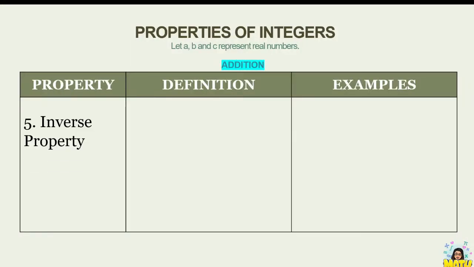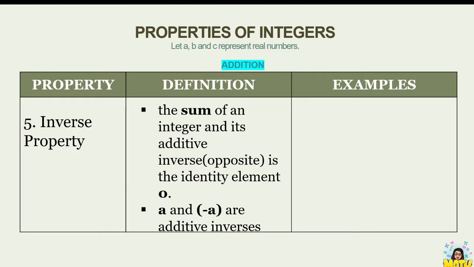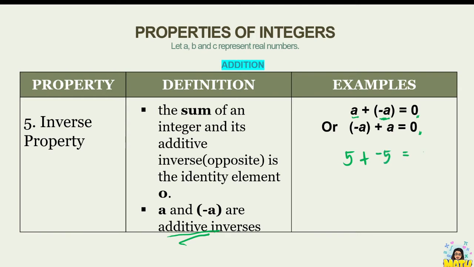The fifth one is what we call inverse property. The sum of an integer and its additive inverse or opposite is the identity element. So, ibig sabihin, kapag meron tayong number at in-add mo ito sa kanyang opposite, we call it additive inverse. The answer will be 0. And kakadiscuss lang natin that 0 is an identity element. So, for example, we have 5 plus its additive inverse or its opposite, which is negative 5. So, the answer is 0.